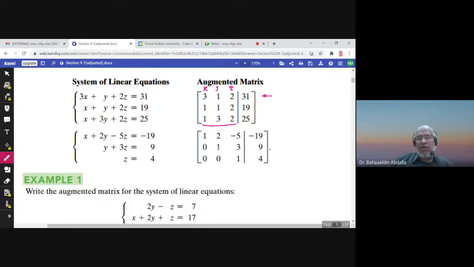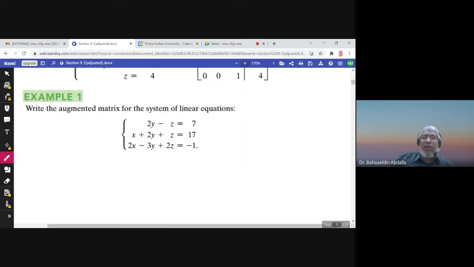This is another example. Here, in the second equation, we don't have x, so the coefficient of x is 0 and we write 0. In the last equation, the coefficients of y and x are not here, so we write 0, 0. So we know now how to form the augmented matrix.